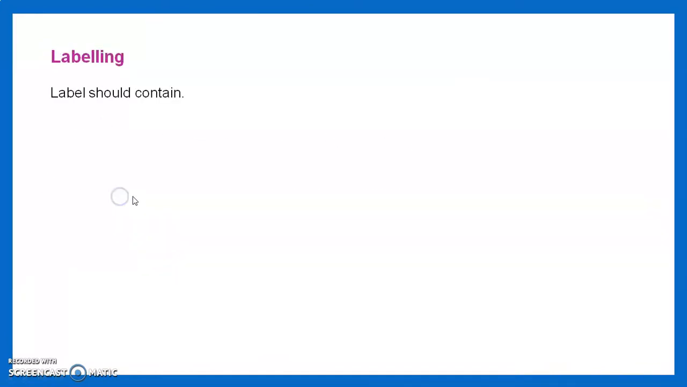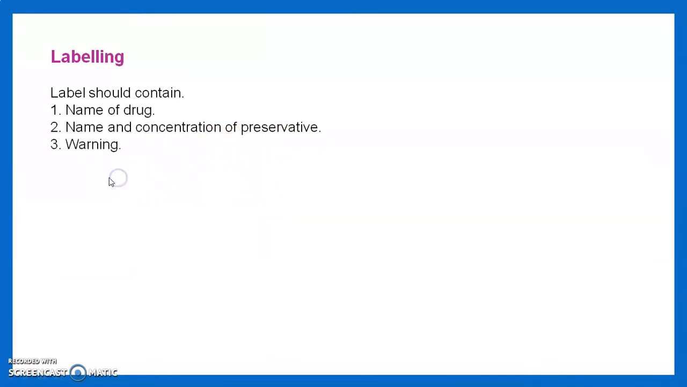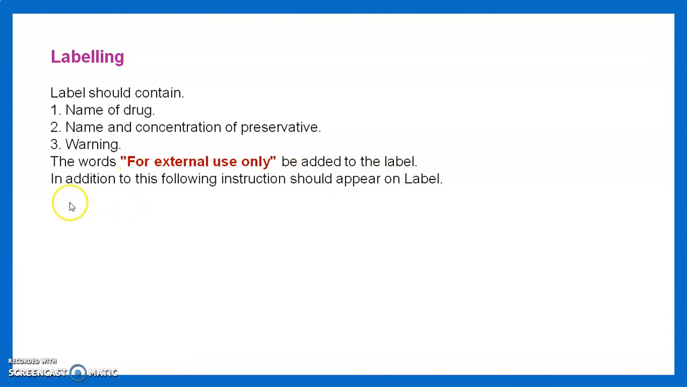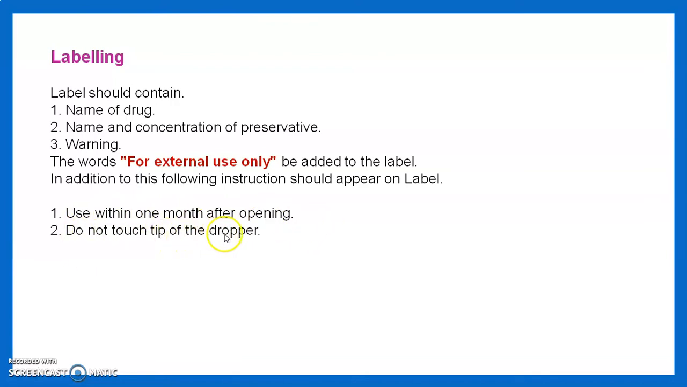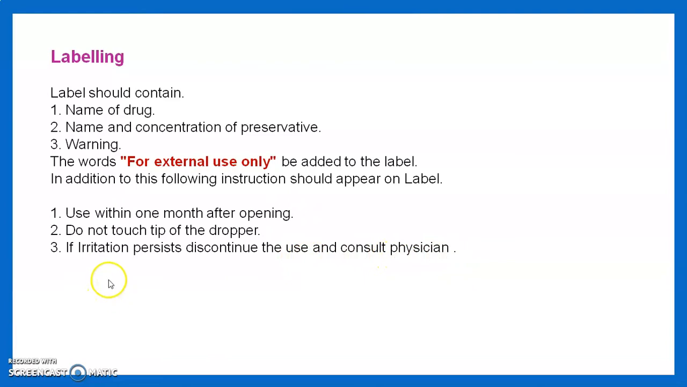Then we see the labeling. The label should contain the name of the drug, and the name and concentration of preservatives. A warning should be given, just like the words "for external use only" should be added on the label. In addition to this, the following instructions should appear on the label: use within 1 month after opening, do not touch the tip of the dropper, if irritation persists discontinue the use and consult the physician. All these must be on our final container's label.